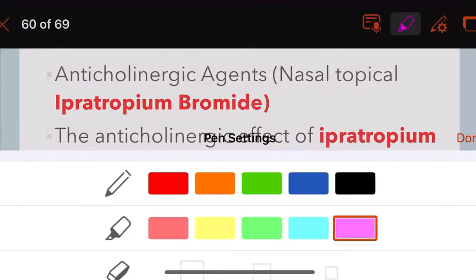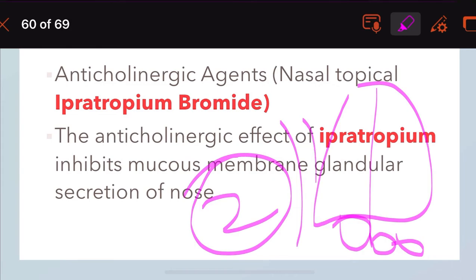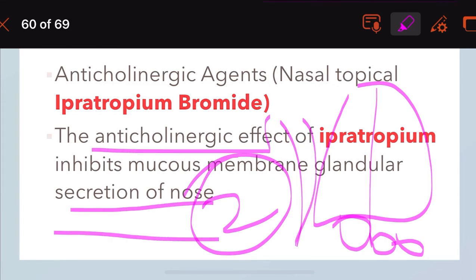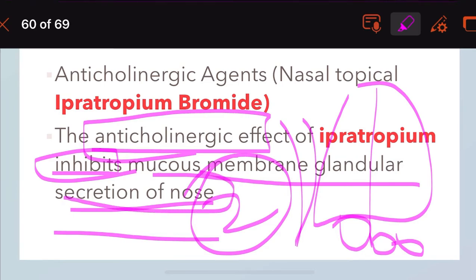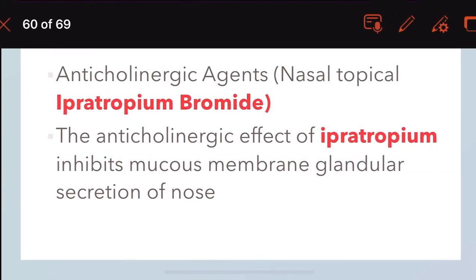So guys, what happens in allergic rhinitis? We saw that excessive mucus secretion will be there. Because of this excessive mucus secretion, it is blocking two pathways, the nasolacrimal duct and also the eustachian tube. What do these anticholinergic drugs do? They will inhibit the mucous membrane's glandular secretions of the nose. It is preventing the secretions of the nose.